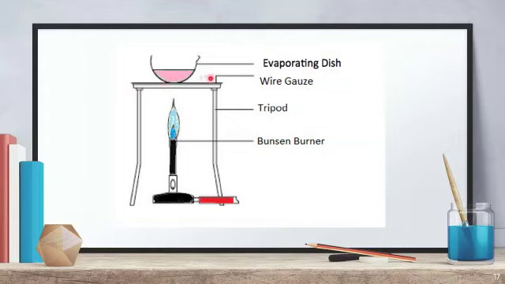And let me tell you about the function of wire gauze. Wire gauze is heat resistant, and it protects a beaker or a china dish, or whatever you are placing here, from breaking. So the purposes of the wire gauze, evaporating dish, and Bunsen burner have all been discussed, and I hope you easily understand and can tell anybody how the process of evaporation goes on in your lab.